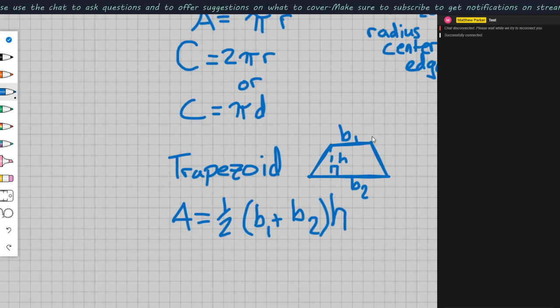And then I'm going to label these differently because not always are you going to have an isosceles trapezoid. So you could have A and C because these lengths may be different. If it's an isosceles trapezoid, then those lengths will be the same.